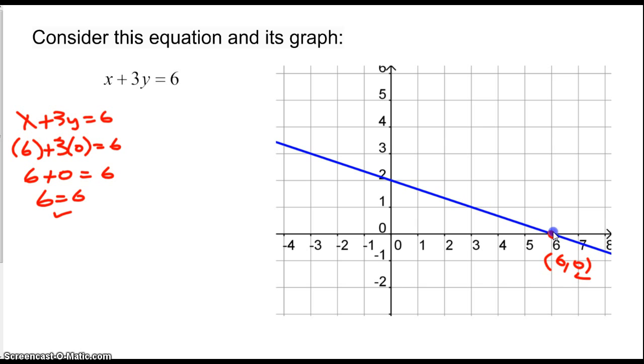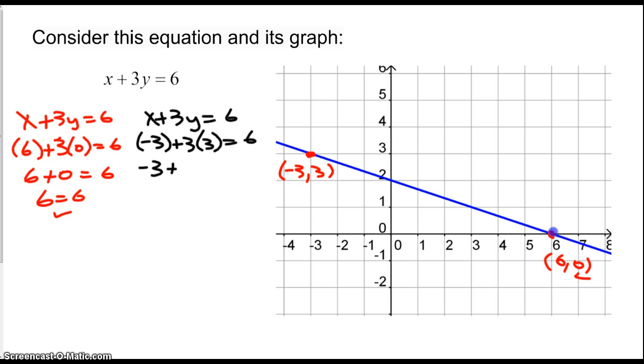I could pick another point. How about this one over here? This is the point -3, 3. Let's try that one. x plus 3y equals 6. If I plug -3 in for x and 3 for y, what would I have? -3 plus 9 equals 6. Sure enough, that one works too. In fact, any point that I could pick, including the ones that have fractional values, would make that equation true because it is an equation that represents all the points on the line. Okay?